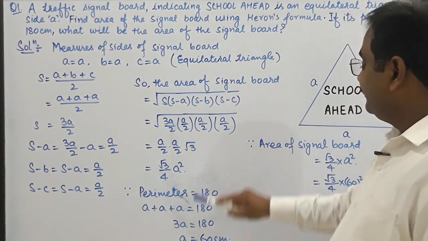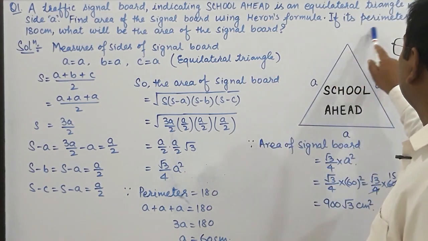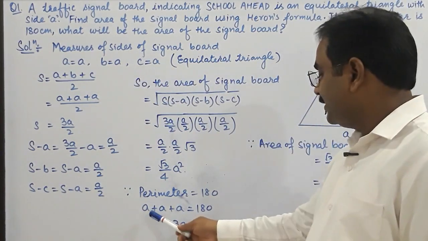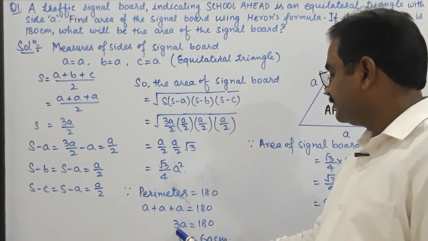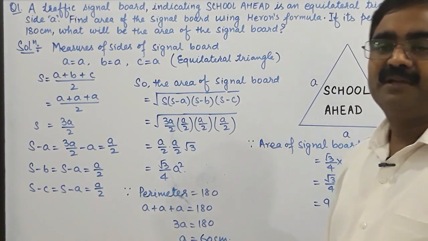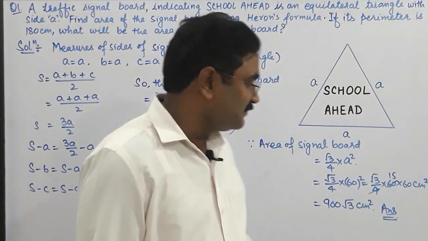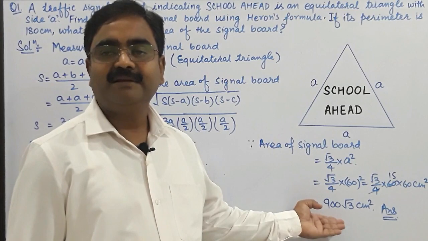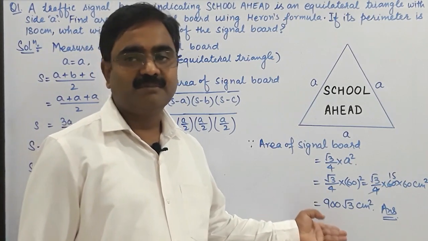सो टू फाइंड द वैल्यू ऑफ ए, दिस इंफॉर्मेशन वी यूज्ड, इट्स पेरीमीटर इज 180 सेंटीमीटर. इट मीन्स a plus a plus a is equal to 180, so a is equal to 60 सेंटीमीटर. आफ्टर गेटिंग द वैल्यू ऑफ ए, अभी हमने इस a की वैल्यू को फॉर्मूले में सब्सटीट्यूट कर दिया और हमारा आंसर आ गया 900 अंडर रूट 3 सेंटीमीटर स्क्वायर.